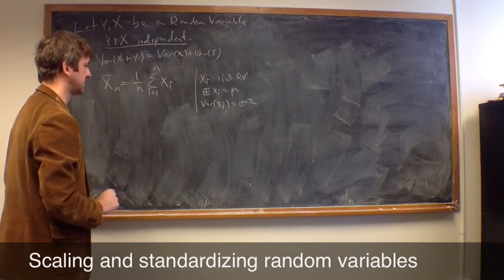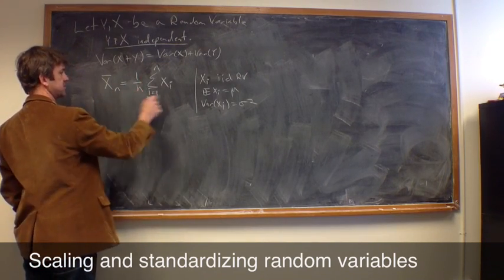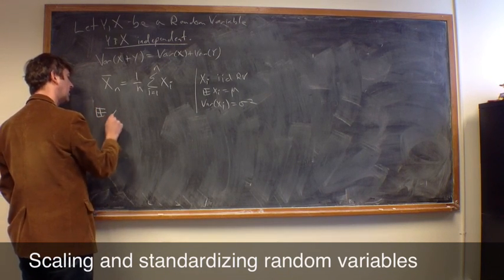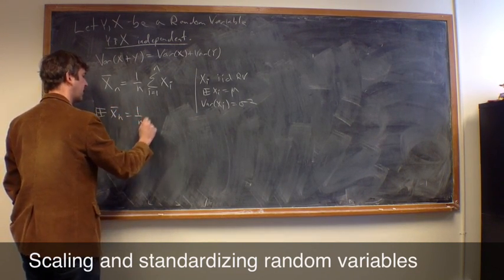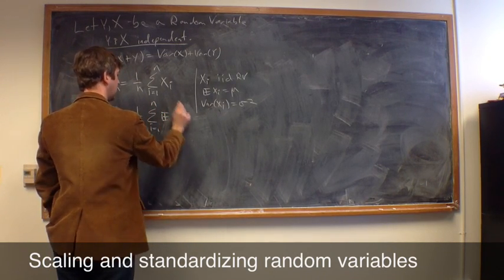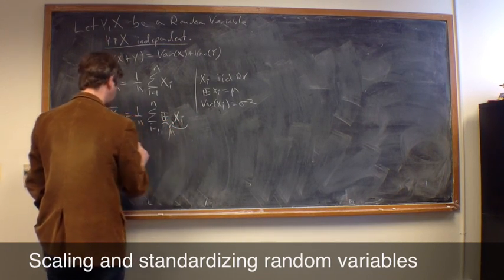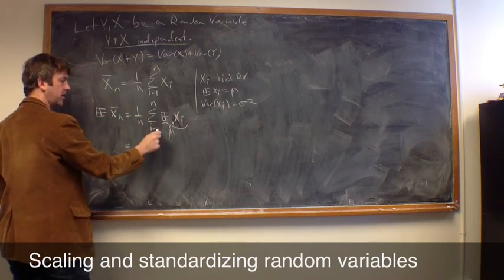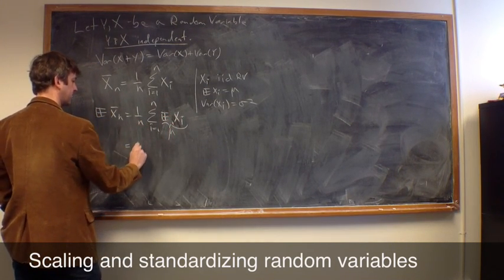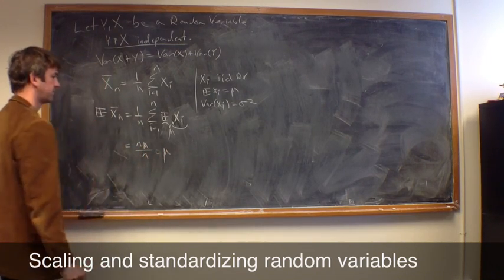Now it's useful to ask ourselves, well, what's the mean of x bar? So x bar is just the average of these n independent random variables. Well, the expected value of x bar n is just 1 over n, the sum i equals 1 to n, of the expectation of x_i. Now the expectation of x_i is just mu, so I have mu for every term here. I have n terms, so the sum is just n times mu, but I'm dividing by n, so the answer is just mu.